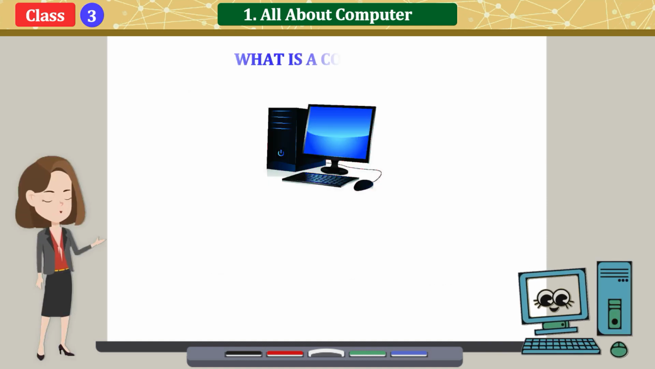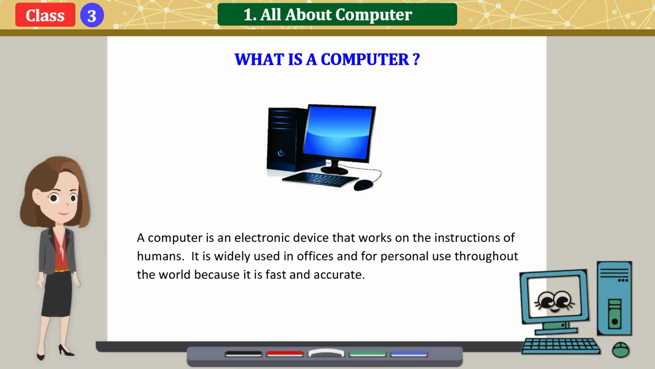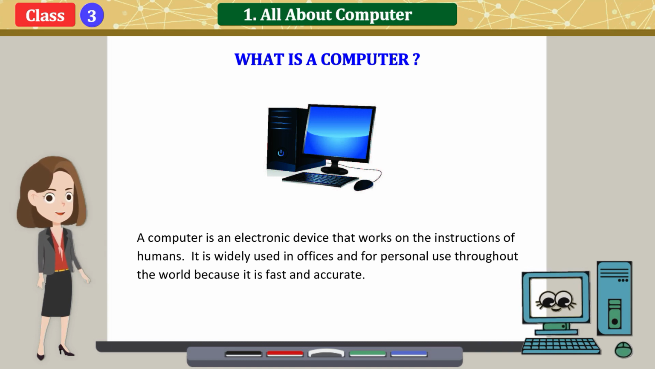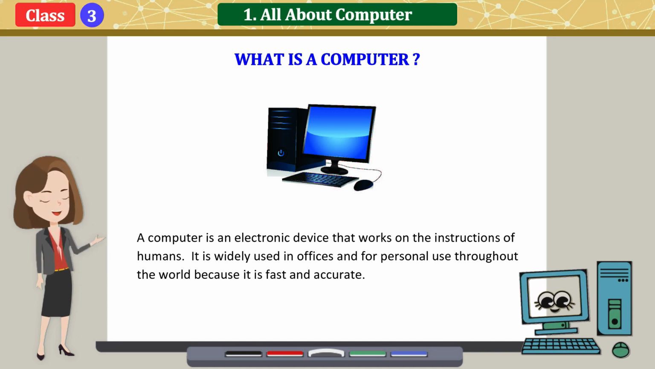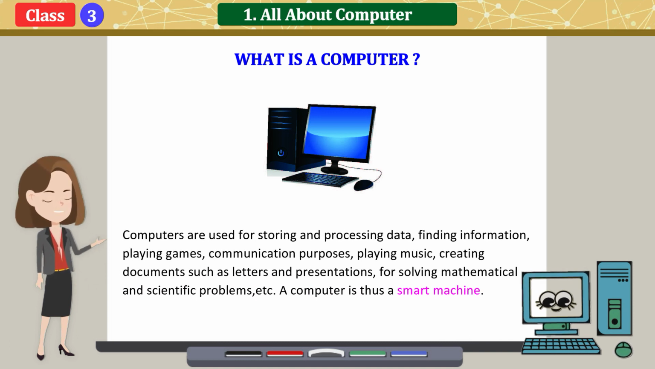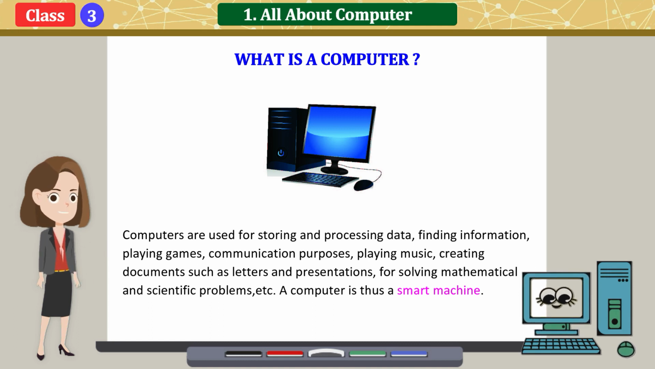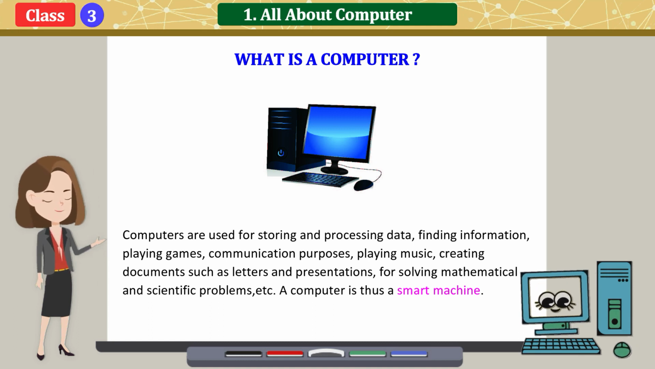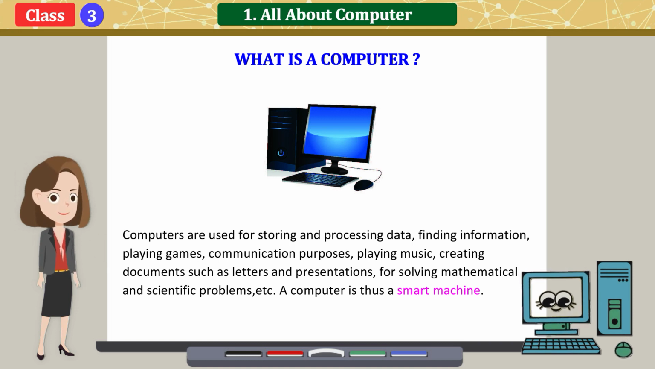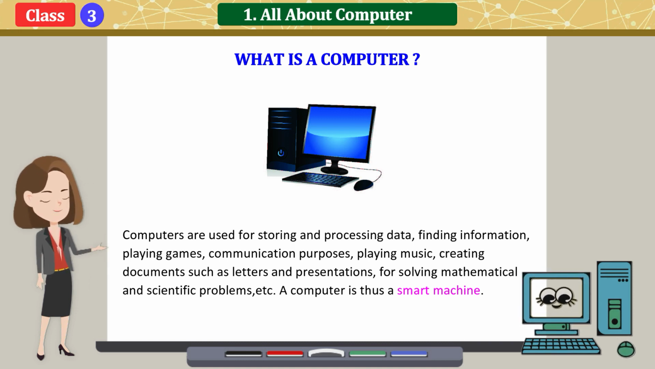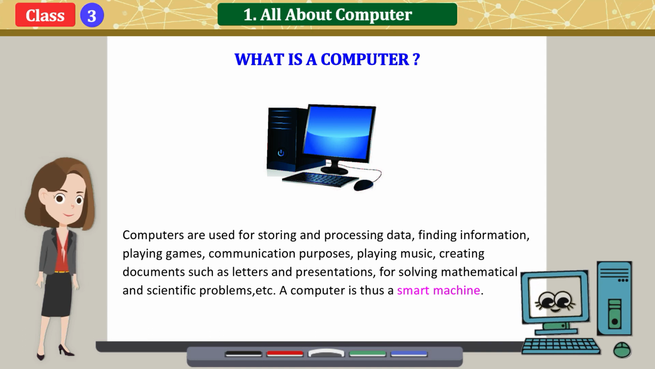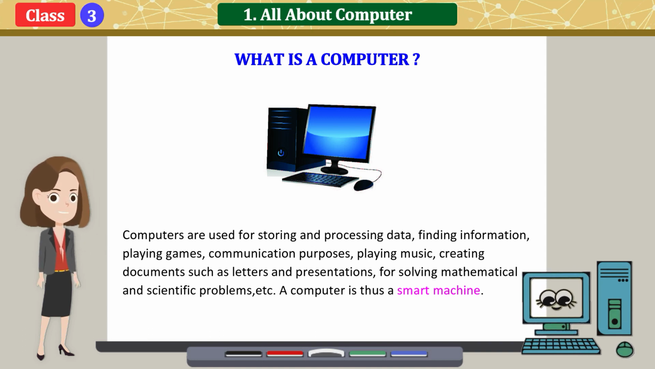What is a computer? A computer is an electronic device that works on the instructions of humans. It is widely used in offices and for personal use throughout the world because it is fast and accurate. Computers are used for storing and processing data, finding information, playing games, communication purposes, playing music, creating documents such as letters and presentations, for solving mathematical and scientific problems, etc. A computer is thus a smart machine.